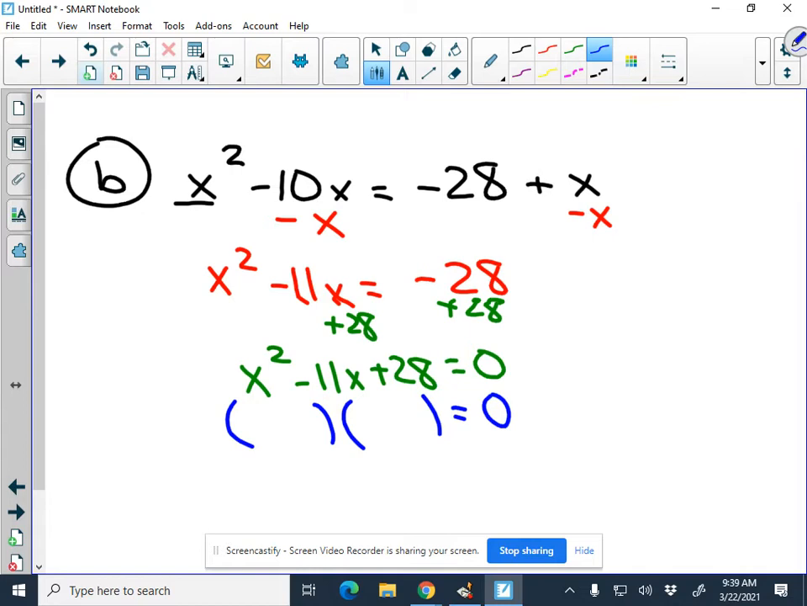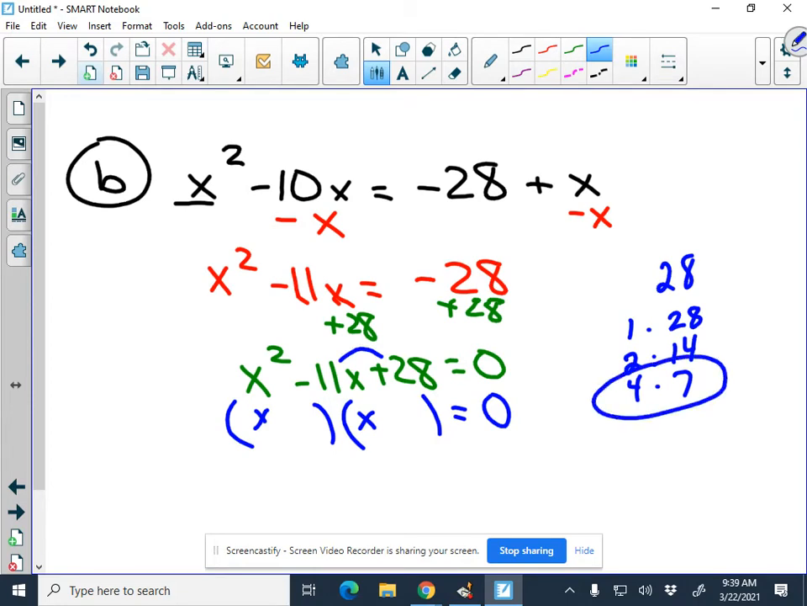All right. So x, and x. Now 28. 1 times 28. 2 times 14. 3 doesn't work. 4 and 7. 5 doesn't work, and then we're done. Okay, 6 doesn't work either. 6 gets a smaller number. But they have to add up to negative 11. Well, 4 and 7 add to 11, but if I want negative 11, I'll make them both negative. So I make it negative 4, negative 7, because that'll get me negative 11.